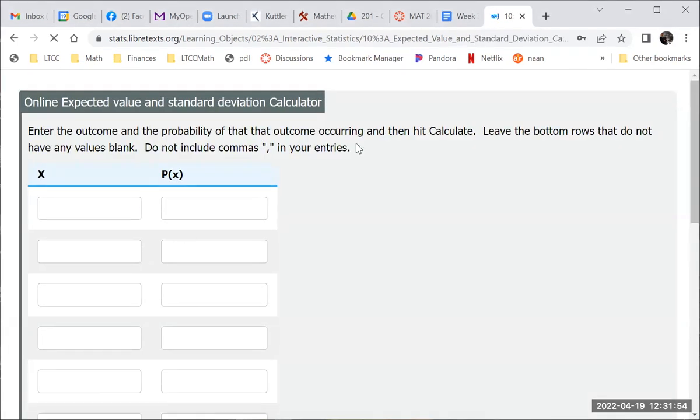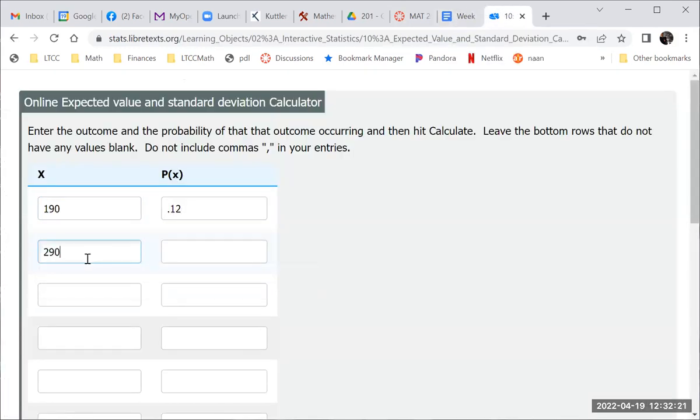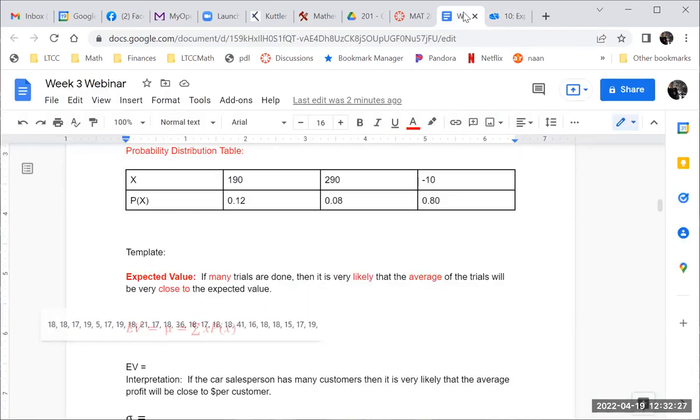You click that, and you'll notice again this is in columns instead of rows. That's fine. Sometimes you'll do it in columns, whatever fits better, and it turns out columns fits better on this program. And then we put the different X's in and the P's. So our first was 190 and 0.12. The second was 290 and 0.08. And the third was -10 and 0.8.